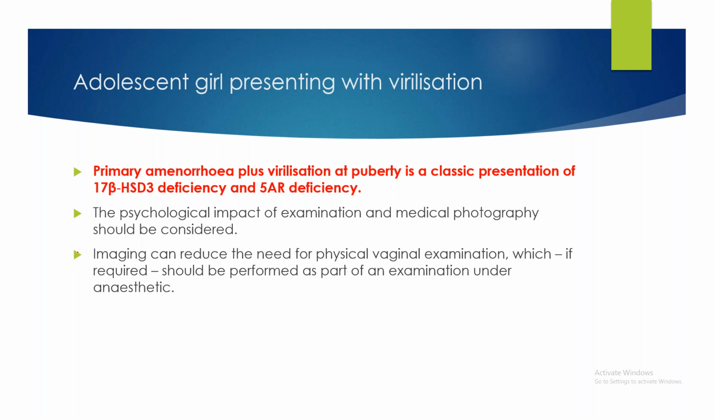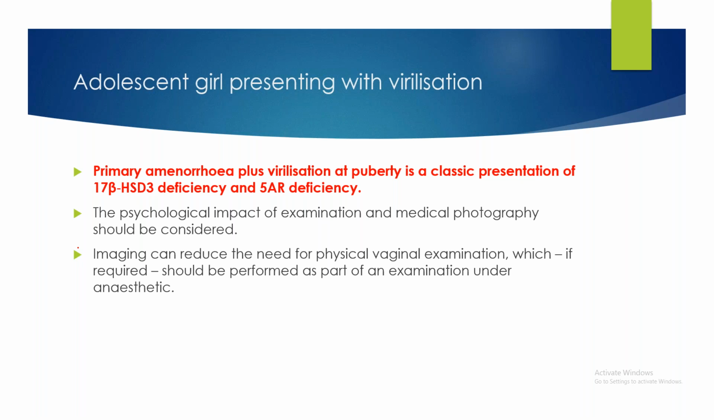Now, an adolescent girl presenting with amenorrhea and virilization. This was a recall question also. Whenever an adolescent girl presents with virilization and primary amenorrhea, it is usually a classic presentation of 17-beta hydroxysteroid dehydrogenase deficiency or 5-alpha reductase deficiency. These basically have a male karyotype, and a female phenotype. Here the psychological impact is very significant, because from birth they are raised as females, and at puberty, because of peripheral conversion, they develop these virilization features.